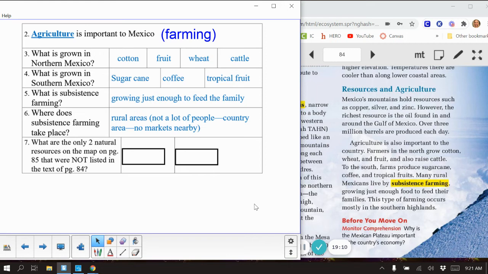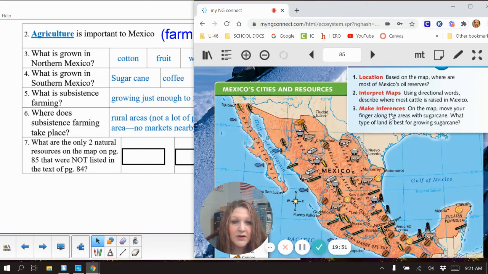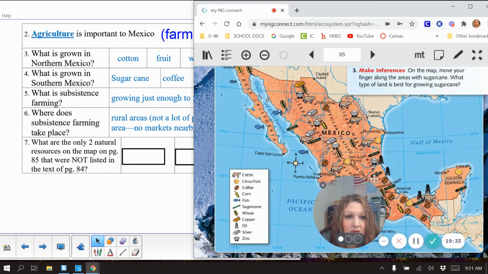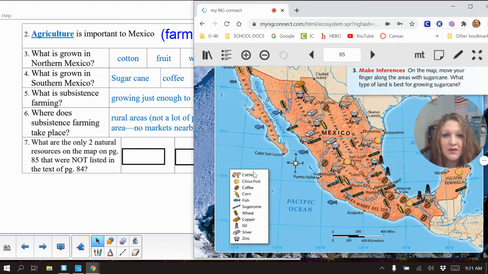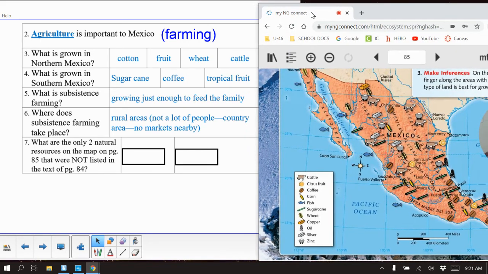And our number 7 question, what are the only 2 natural resources on the map on page 85 that were not listed in the text of page 84? So we have listed up there cotton, fruit, wheat, cattle, sugarcane, coffee, and tropical fruit. So we need to look at the map on page 85. So I am going to flip over there again, and I'm going to move me so that you can see here. So I'm also going to move this over so we can see what we wrote here.